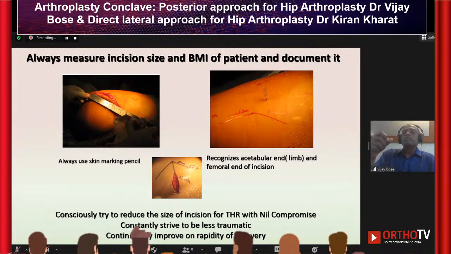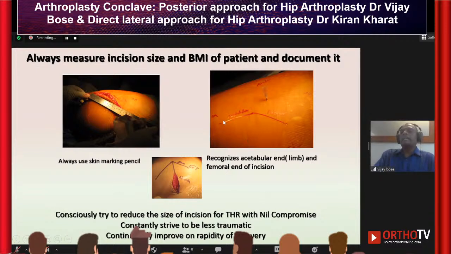So the common mistake that junior surgeons make is that they're not analyzing what they're doing. My tip to you would be to always measure your incision size. I'm not saying you limit it, but please measure your incision size and the BMI of the patient. And you can see whether, without compromising in any way whatsoever, you can decrease the skin incision size. You may find that many patients are actually wasting skin incision size. Absolutely. So a key point is you always use a skin marking pencil. So you do it very diligently.